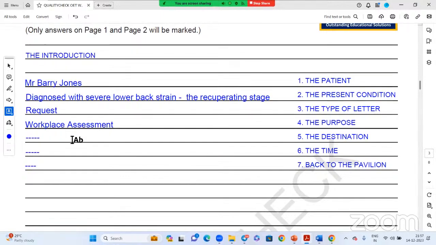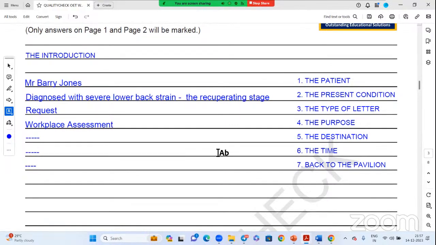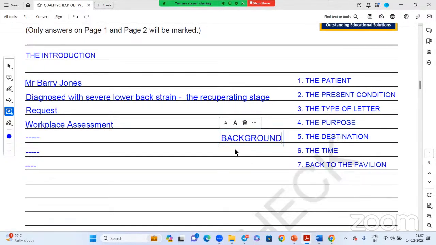Now, because there is nothing here, you can write some other points. Any other things. So here, why did he get this lower back strain? This is the reason for getting this problem. So you have to write the background story. What is that background story? You are going to write the background. What is the background here?